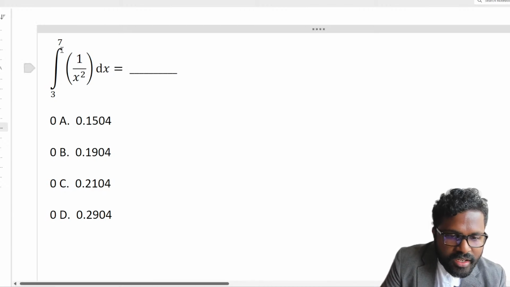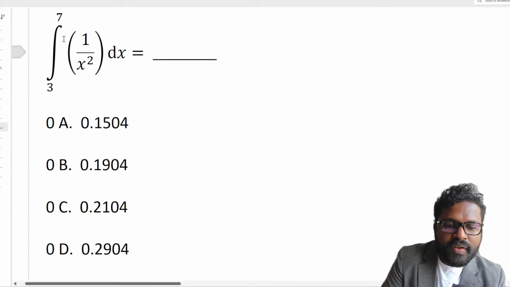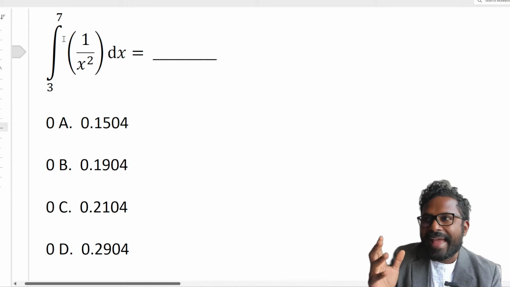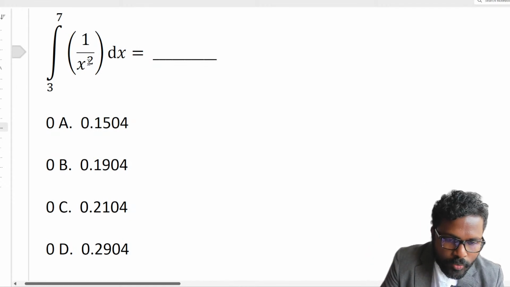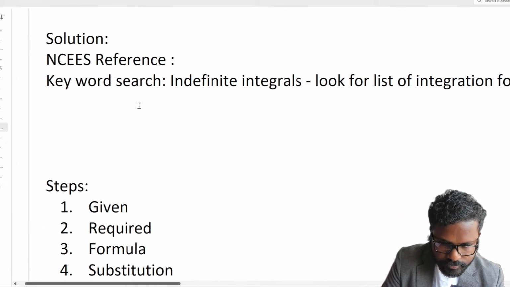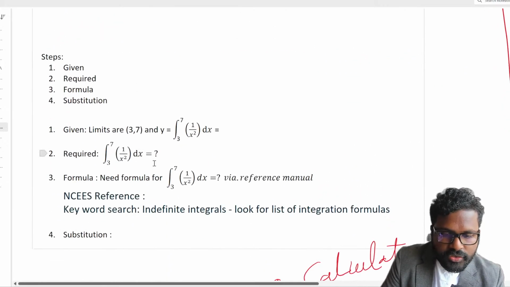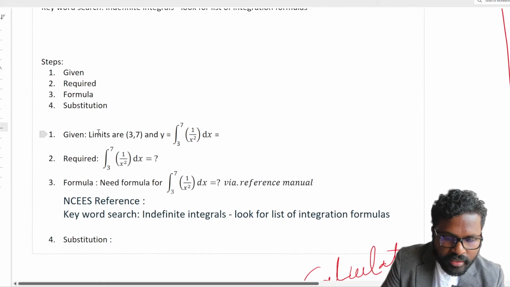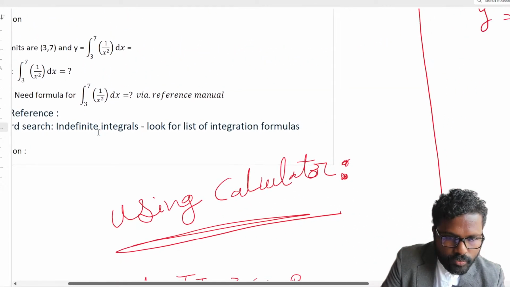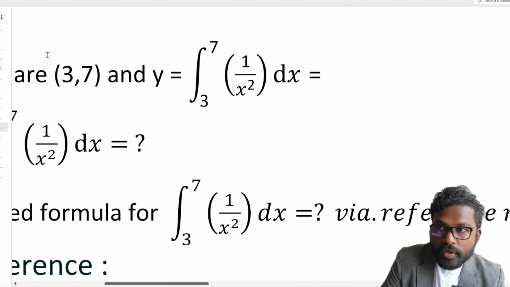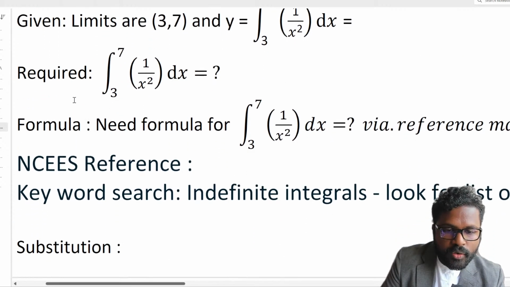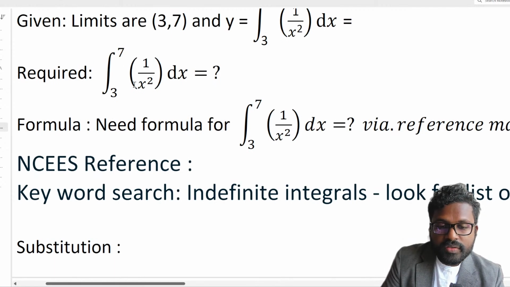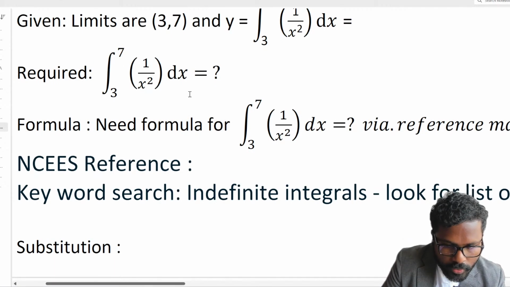So the given in this problem is the integral from 3 to 7 of 1 by x squared dx. So what we see is the x in this case is in the denominator. It has a power. So let's go ahead and write our given. Here is what we know: we know the limits, we know the equation. And what is required is the integral from 3 to 7 of 1 by x squared dx. So that is what is required.